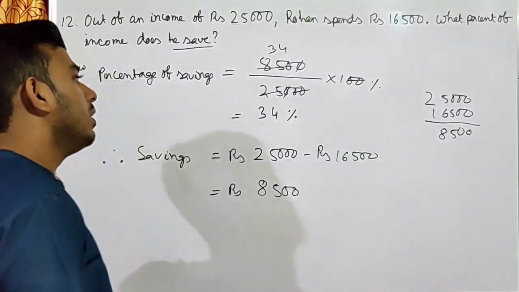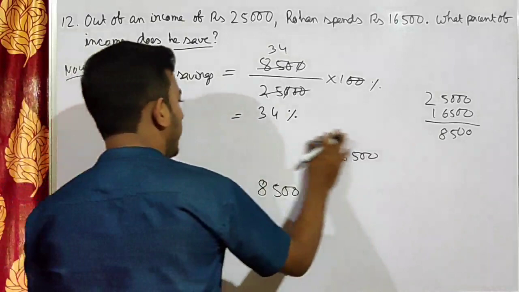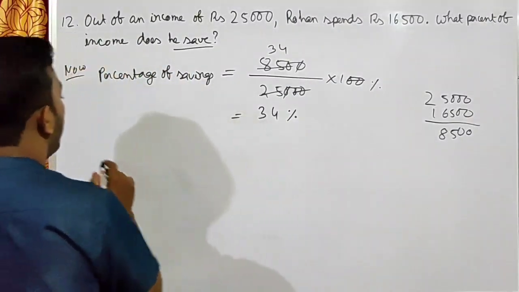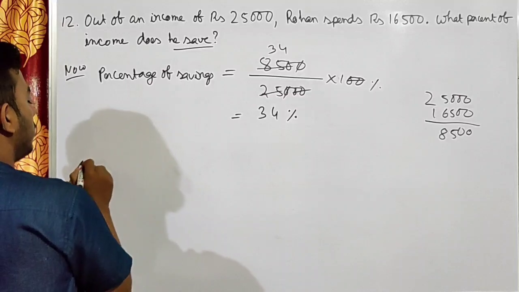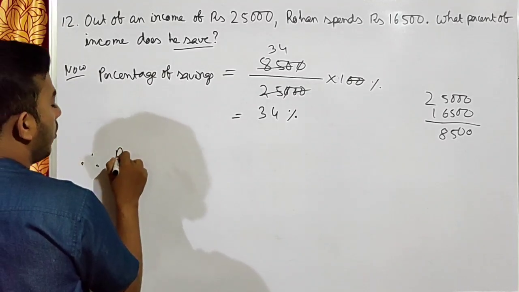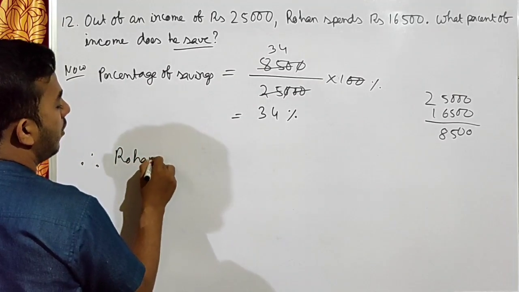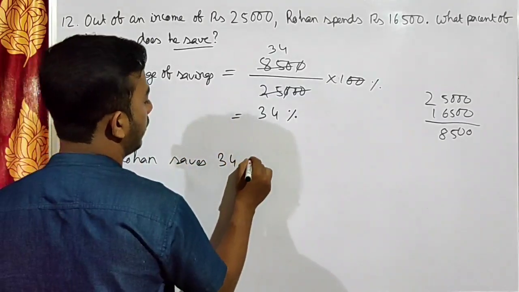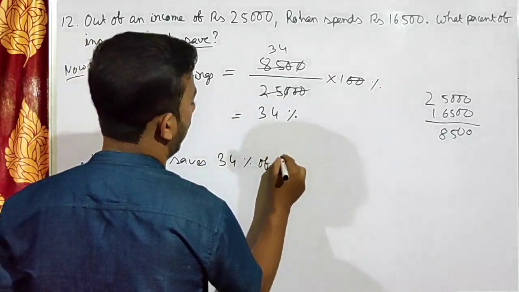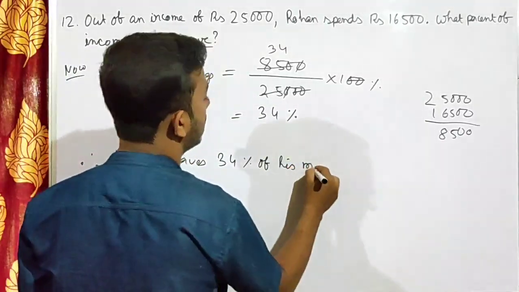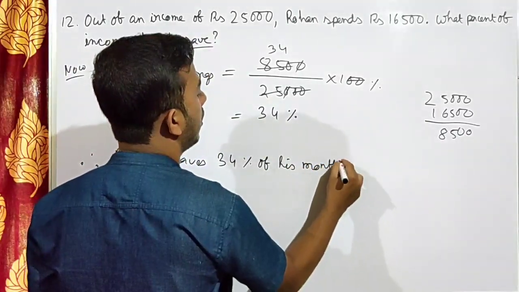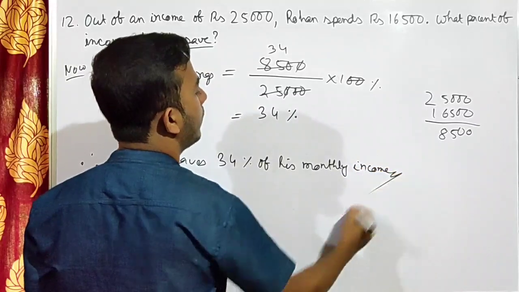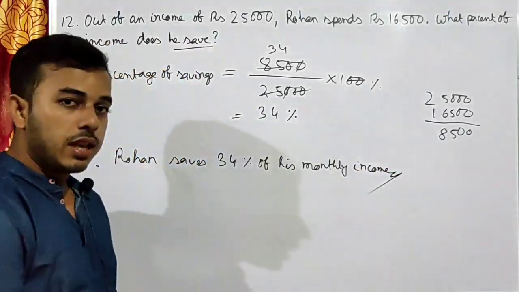Clear? Okay. So now we'll write, therefore Rohan saves 34% of his monthly income, isn't it? I hope this is clear to you.